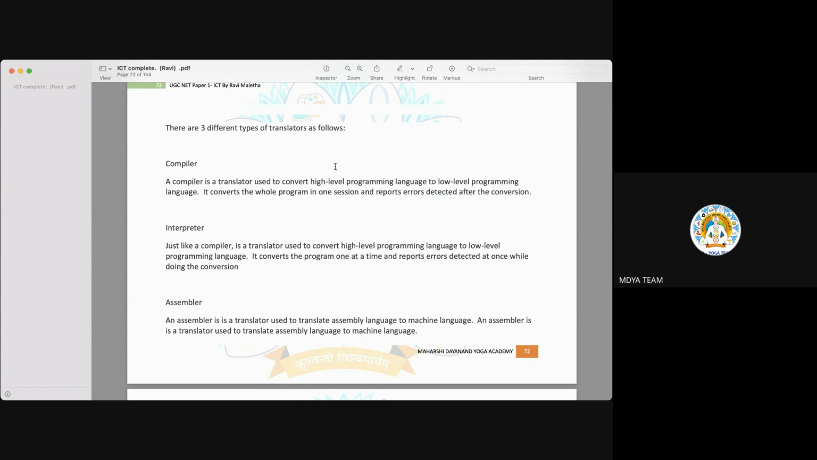Then the interpreter. It is just like a compiler, a translator used to convert high level to low level programming language, but this is done one line at a time, and it reports errors at once while doing the conversion. One by one, the interpreter does this function.